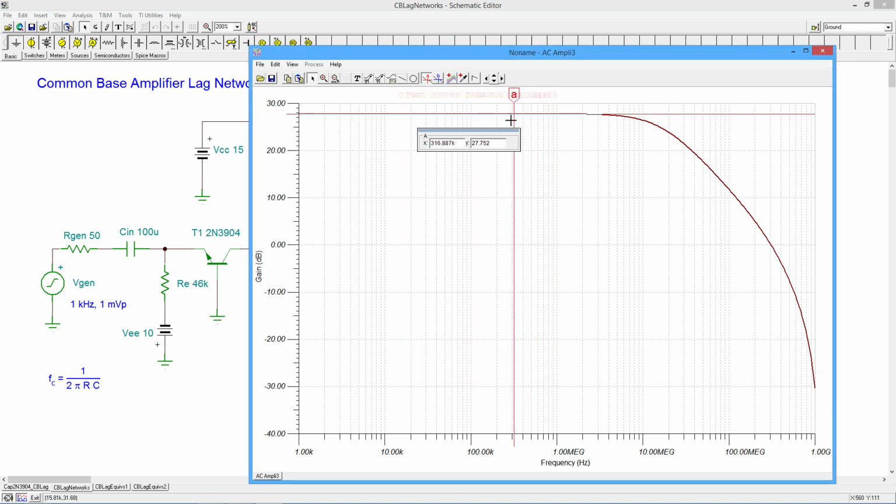So 27 and 3/4. We're going to have to drop 3 dB from that, in other words, 24 and 3/4. That's our 3 dB down point, which will be the system F2. All right.